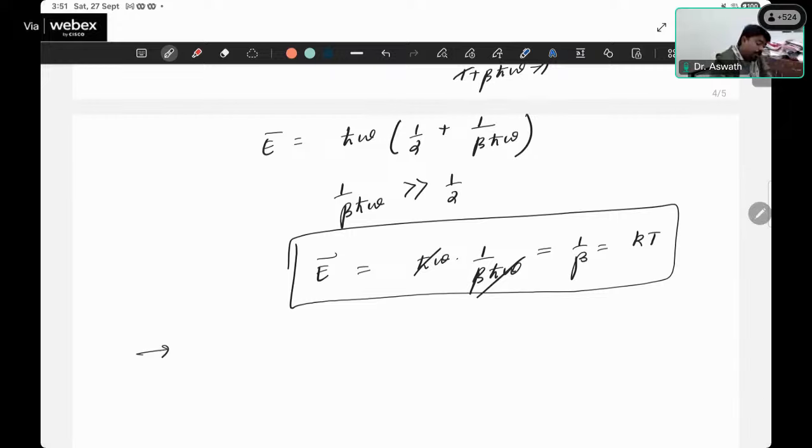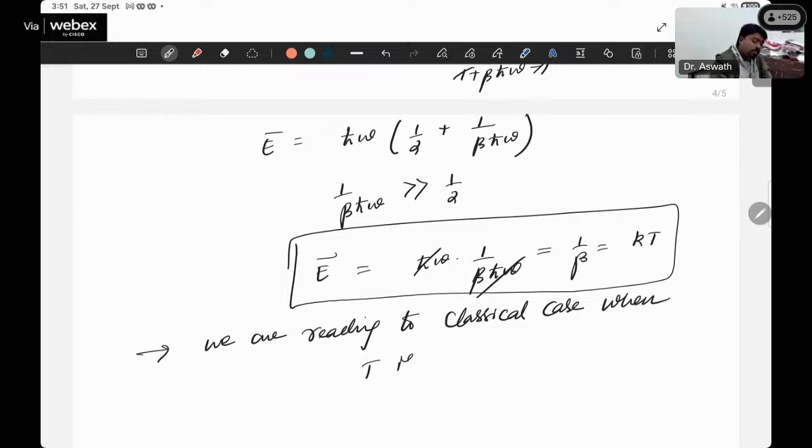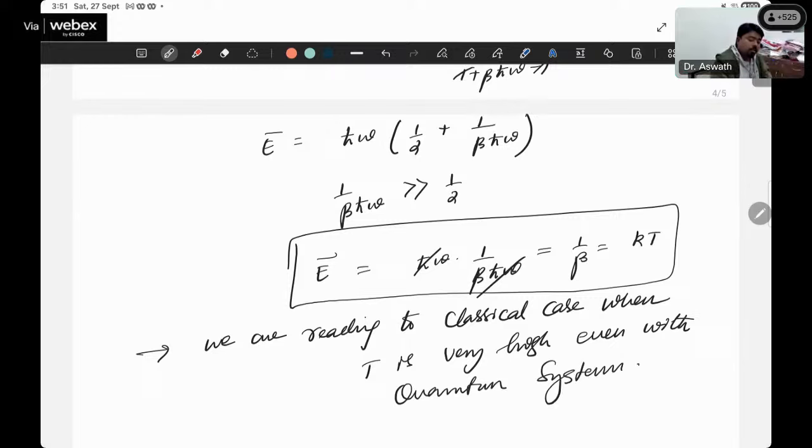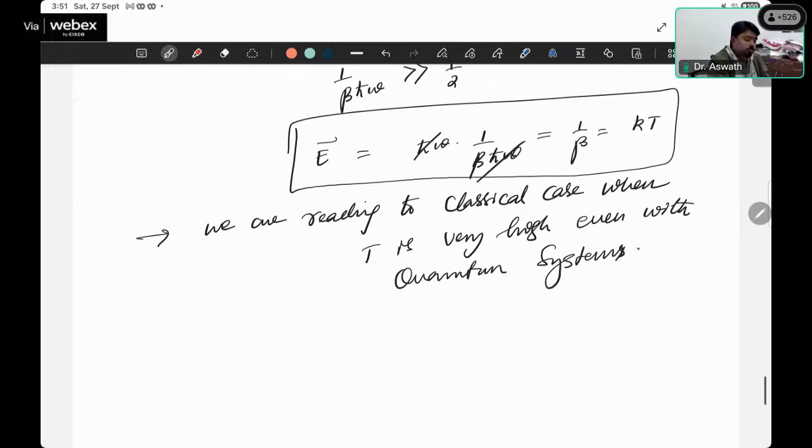Like we are reaching the classical limit or classical case when T is very high. Okay, even with the quantum system. Okay, right? So quantum systems.